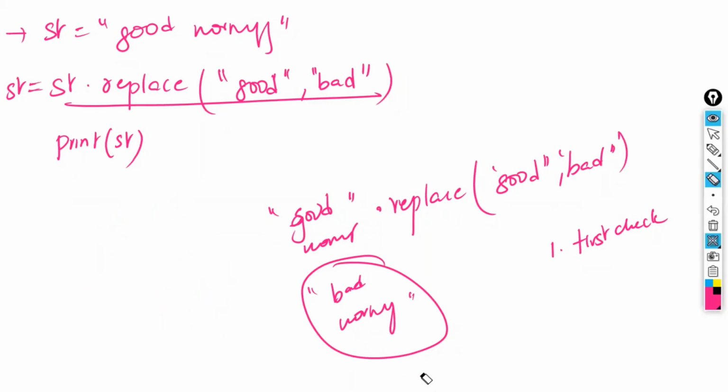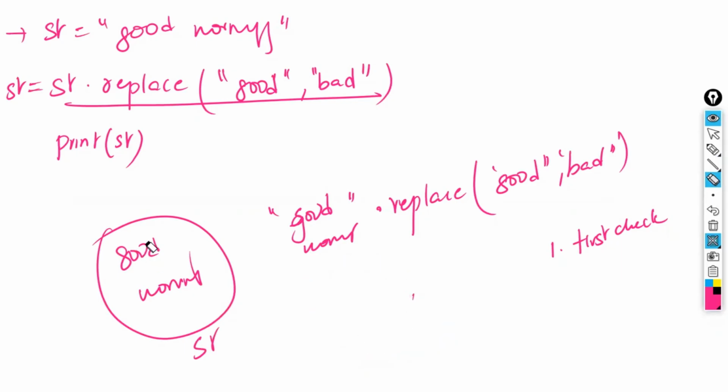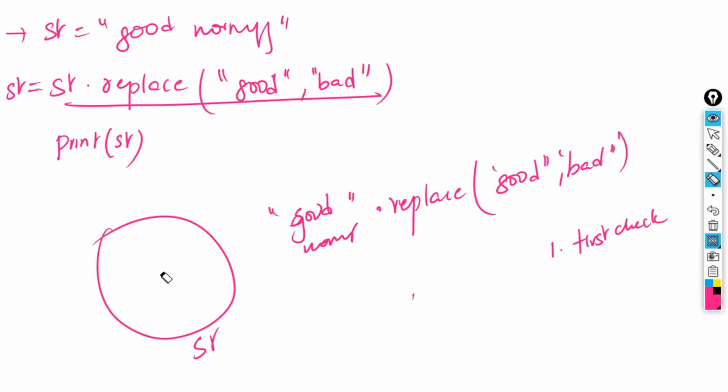Assume that strings are mutable. Assume, example only. Assume strings are mutable. If the strings are mutable, this bad morning will be replaced in the good morning only. Means first the old one will be deleted and the new value will be added here. Bad morning. If the strings are mutable, it will do like this. For mutable objects, first the old value will be erased. After erasing, that value will be replaced with the new value. If they are mutable objects. Since strings are immutable objects, it is going to create a new one. For immutable objects, a new one will be created.